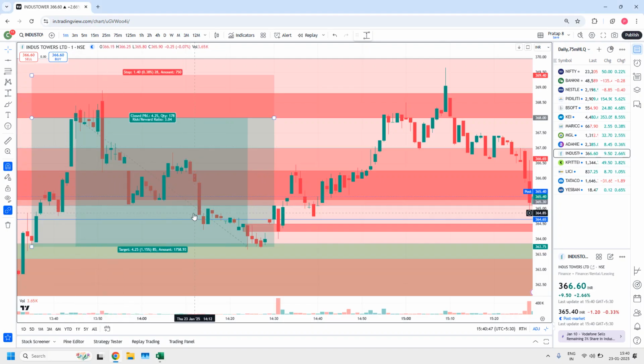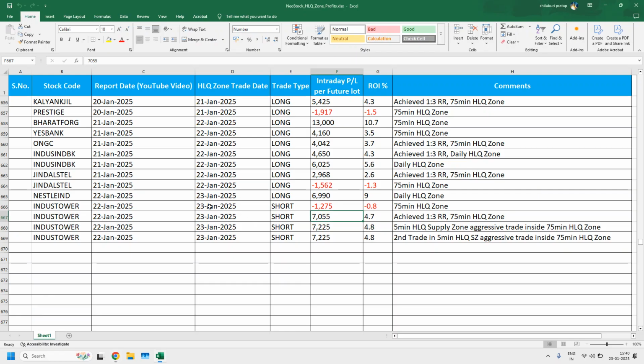So I calculated up to 1:3 RR. See, Indus Tower achieved the second trade. First trade is stopped out. It has given 1,275 rupees loss, which is 0.8% negative ROI. It is very small. Okay. Next it has given 4.7, 1:3.